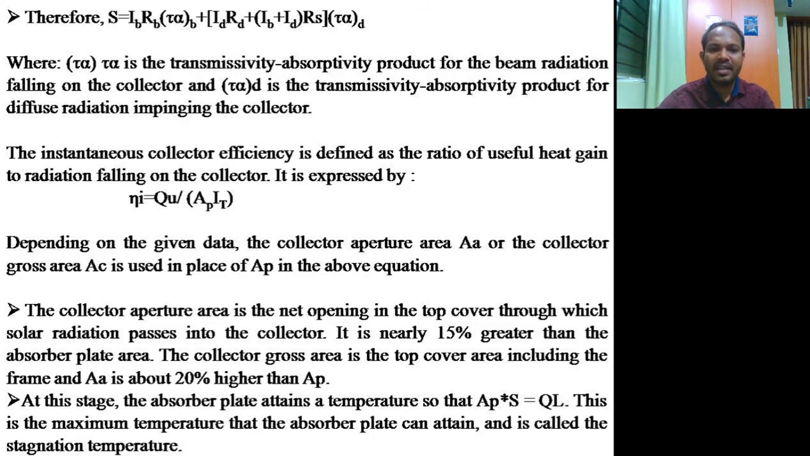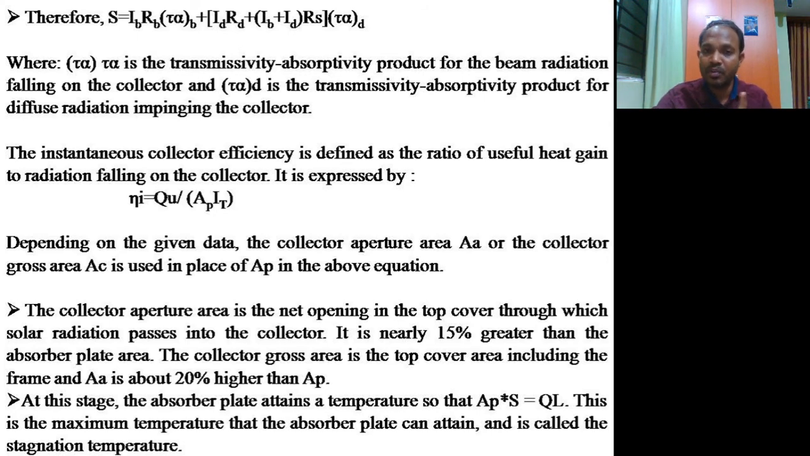The collector aperture area is the net opening in the top cover through which the solar radiation passes into the collector. It is nearly 15% greater than the absorber plate area. So if this is an absorber plate and this is a cover, this cover will always be at minimum 15% larger. If this is 1 meter square, then this will be 1.15 meter square. So 15% extra area will be taken for the cover.